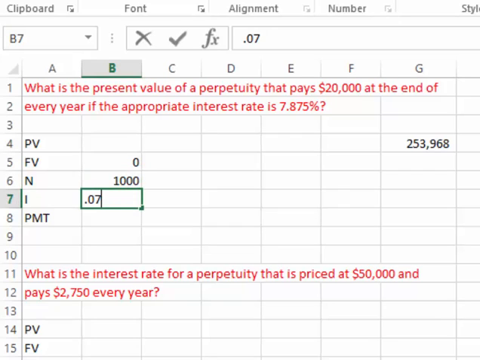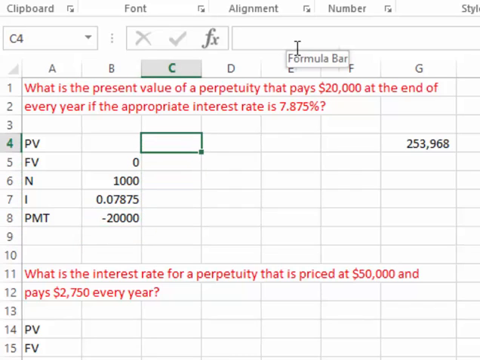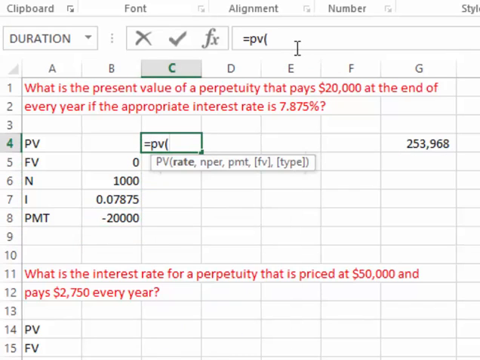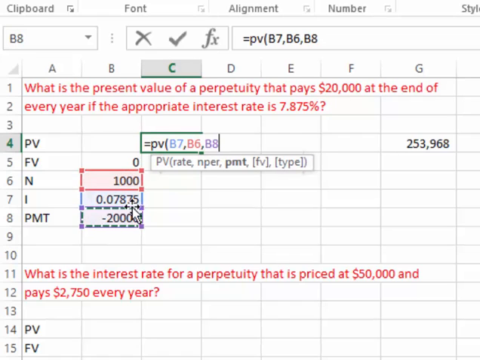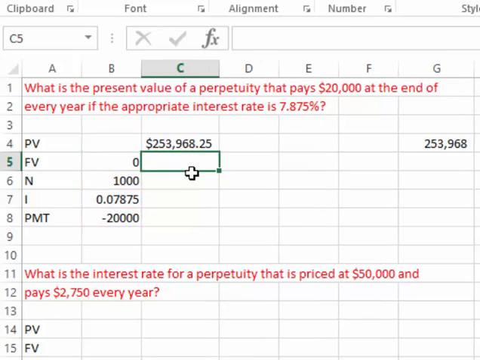The interest rate is 0.07875. The payment amount is $20,000. I made that 200. So if we solve for the present value with all of our inputs, the rate, the number of periods, the payment amount, and the future value, we get the same answer that we get with the formula. So just by making this n a really large number, we're going to get to the same place.